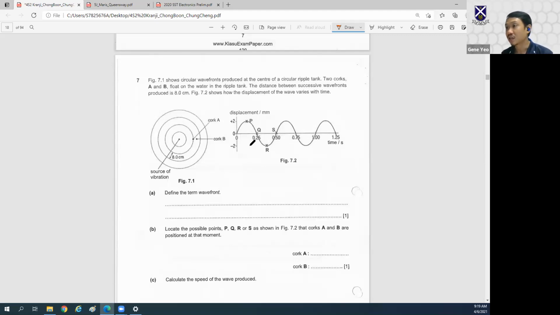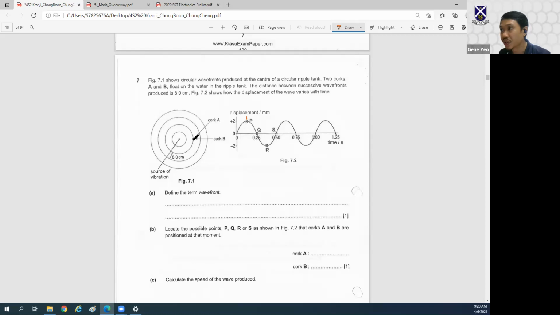Okay, so two corks, A and B, are floating. The distance between successive wavefronts is 8 cm. So I know from here to here is 8 cm. Locate the possible positions P, Q, R, or S. As shown in figure 2, A and B are positioned at that point. Let's see. Oh, okay. So this is cork A, this is cork B.